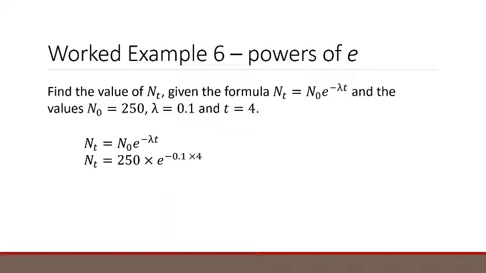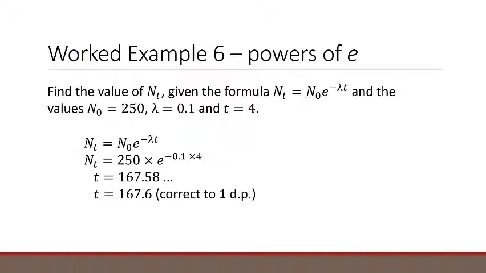So Nt equals 250, simply substituting, times e, remember e is simply a number, to the power of negative 0.1 times 4. And you can do all of that on the calculator if you're careful. And again, just check that you can use your calculator to find 167.68 and the decimal places keep going. We want to round that. 167.6 correct to one decimal place.